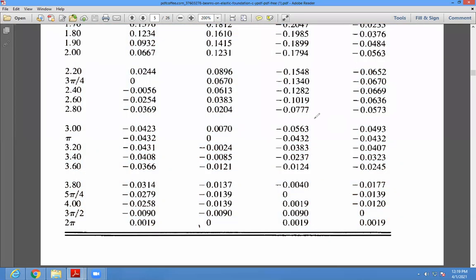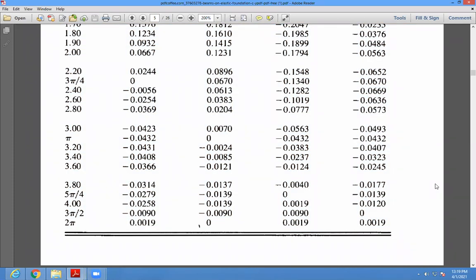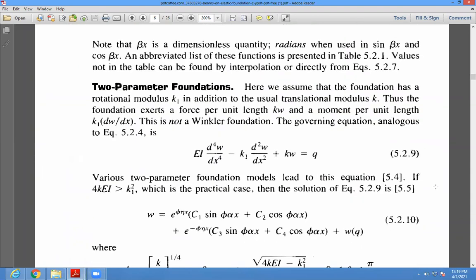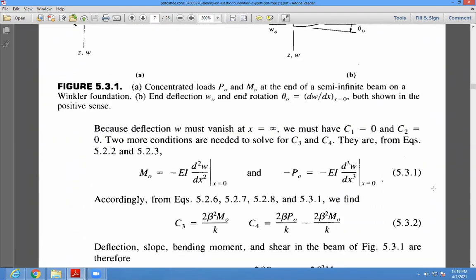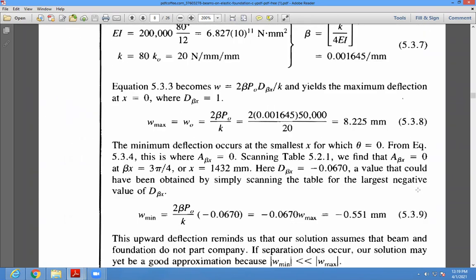By using this table, we have to take the values of the constants A beta x and D beta x, because in the equation of theta there are two terms, one is A beta x and the other is D beta x. So by referring to this table, we have to consider the values of A beta x and D beta x. Right?